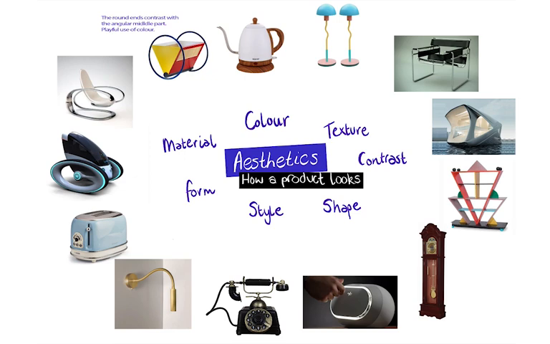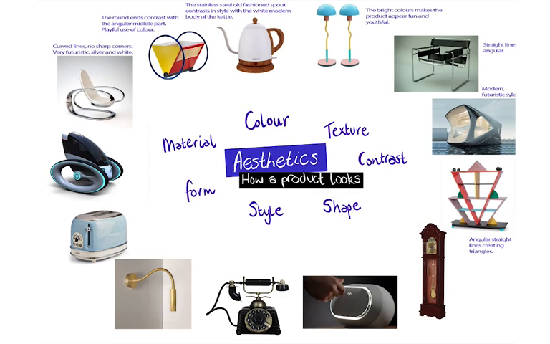So I've added in some comments around the side of this page so you get a feel of how you might answer these questions in an exam. For example, we can see in that top left the round ends contrast with the angular middle part, and I've added that it's a playful use of colour. With the kettle next to it, there's a contrast in style with the white modern body and the spout of the kettle being two different materials.